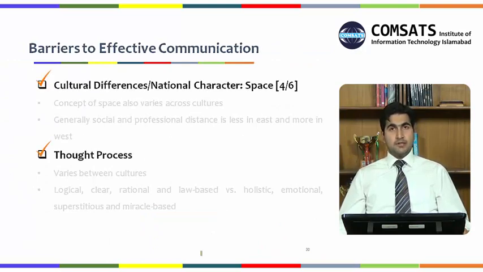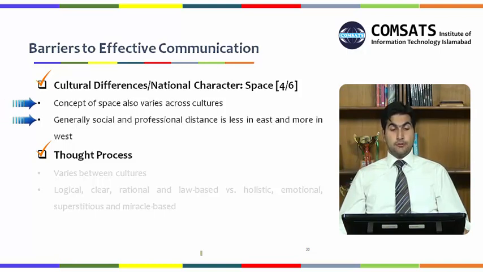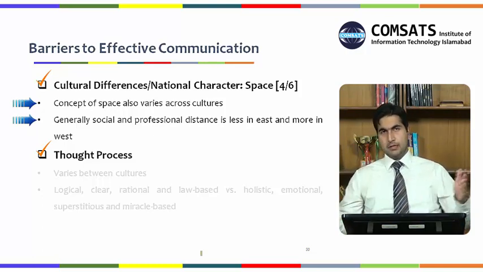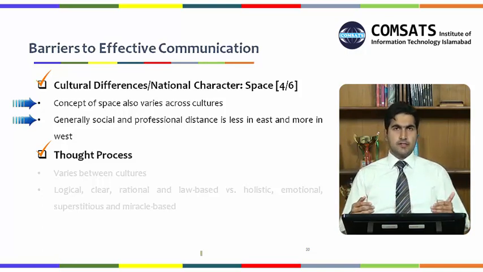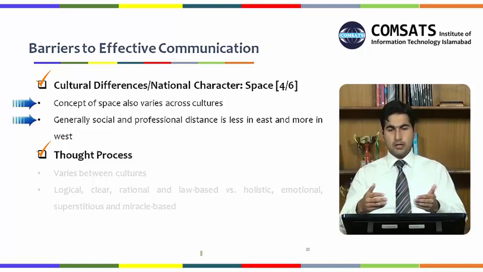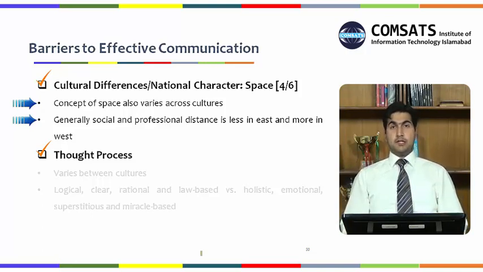Talk about space. Once again, there are cultural differences. For example, the social and professional distance is generally considered to be less in the East, between friends, between colleagues, between relatives, and more in the West because they try to be more professional, so they maintain this social distance which is there between the people. Some people even try to move forward while talking across the table with the other person, while others keep their distance while talking with others.